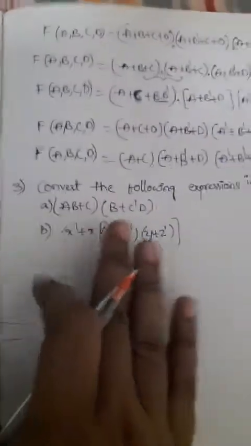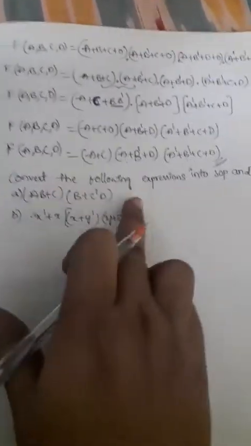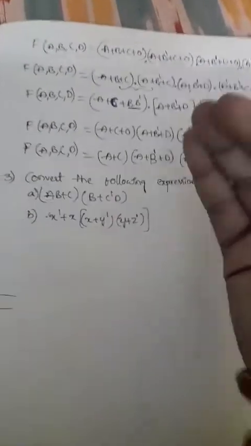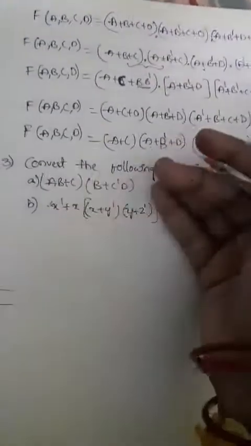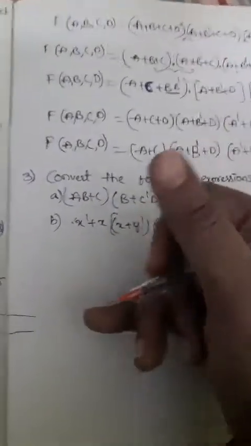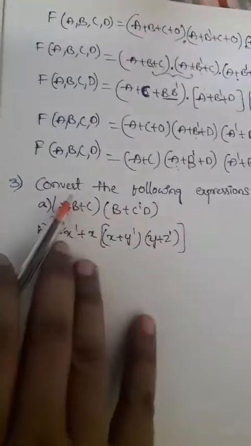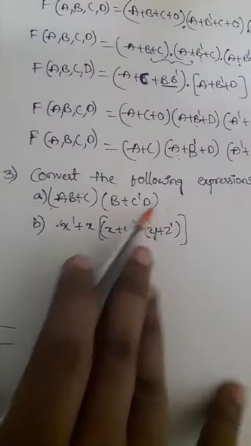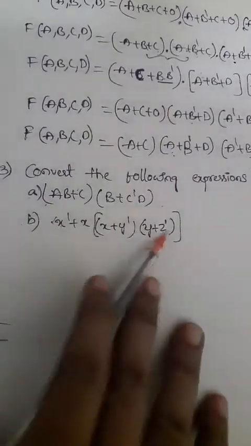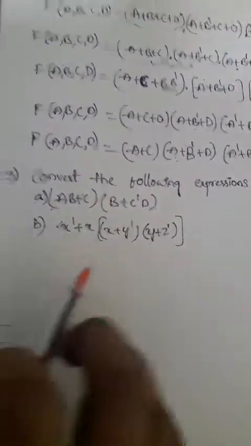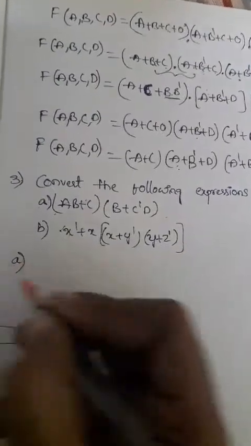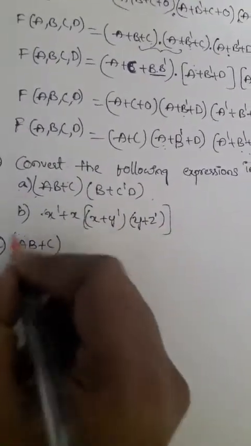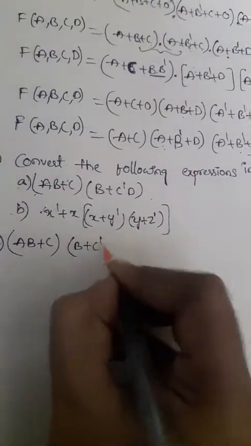So here just observe what the problem is. Convert the following expression into SOP and POS. That means we need to convert either SOP into POS or POS into SOP. First we have to check whether these are related to SOP or POS. First problem is related to which expression, and second problem is related to which expression. First we need to check it. So I will take the first expression, that is AB plus C and B plus C complement D.